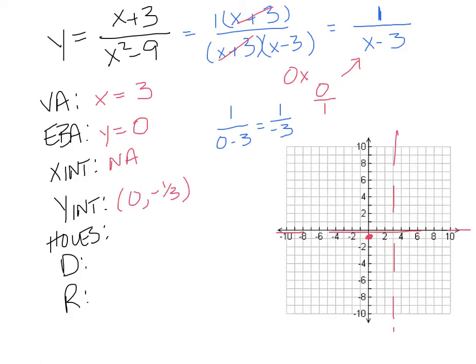I do have a hole in this case. I did cancel something out. I canceled out the factor x plus 3. So my hole is going to be at negative 3. Now I need to plug that in order to figure out what the y part of the hole is. So I have 1 over negative 3 minus 3, which is 1 over negative 6. So (negative 3, negative 1/6) is where the hole is at.